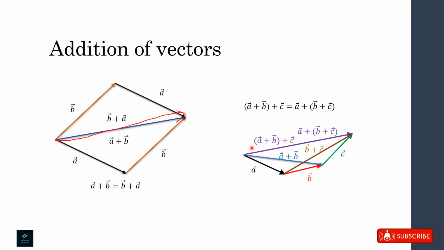We see that these two vectors are the same, thus A plus B added to C is equal to A added to the resultant of B plus C. Thus vector addition is associative. To perform the difference of vectors, we simply add the negative vector to the other vector. That is, if we want to find out A minus B, we simply add negative vector B to vector A.